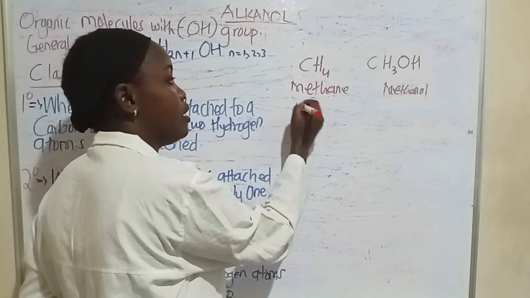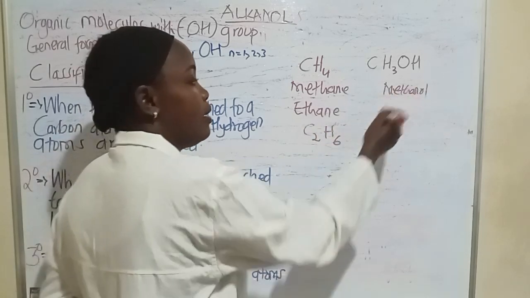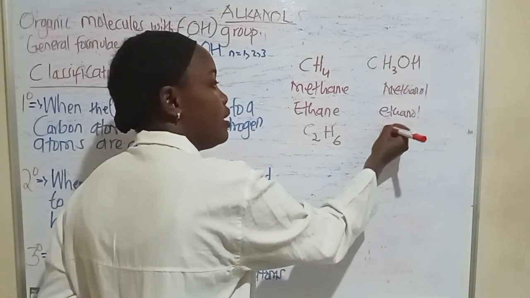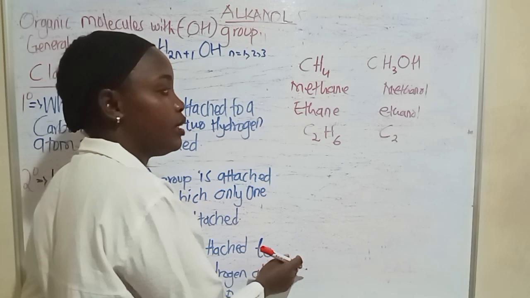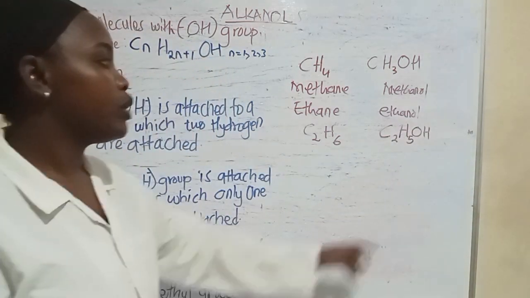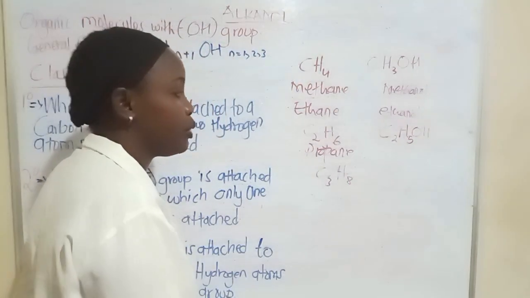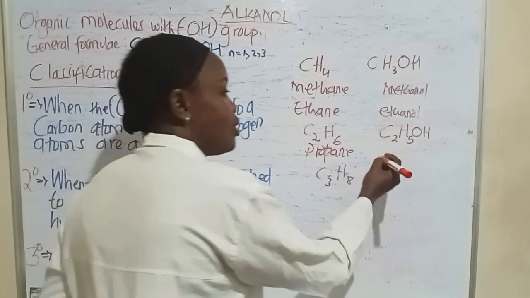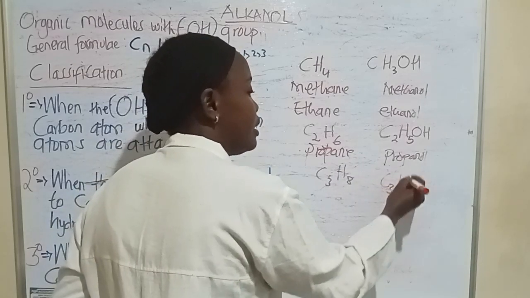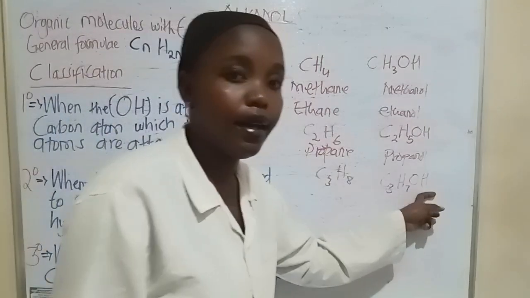If we talk about ethane, the formula is C2H6. So how are we going to write ethanol? Ethanol is going to be C2H5OH, because we are going to replace one hydrogen atom with a hydroxyl group. For propanol, how are you going to write it? Propanol, as our alcohol, is going to be C3H7OH. We are replacing one hydrogen atom with a hydroxyl group.